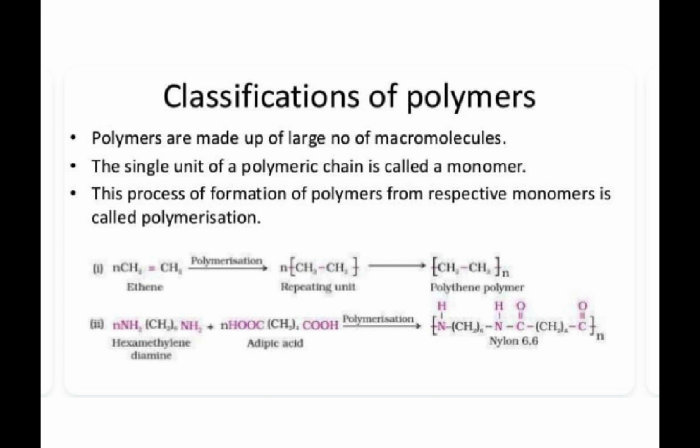So, again we can just do a recap. Polymers are made of large number of macromolecules. Single unit of polymeric chain is called a monomer, and this process is called polymerization, and you can see ethene after undergoing polymerization. You can see the repeated chain n times, and finally polythene polymer. You can see that the n comes on the right side now, and also from hexamethylene diamine plus adipic acid, again polymerization gives nylon 6,6. This structure is very important. Please do write and learn this structure.